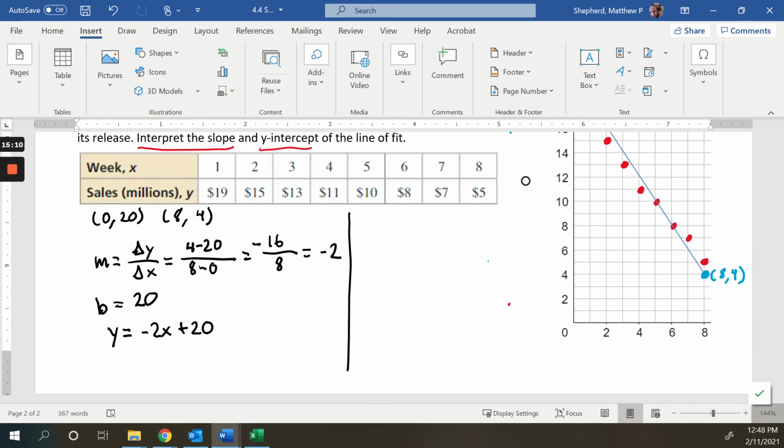Now we can interpret this. Let's start with the slope. So the slope, we got a negative 2. I'm going to turn it back to a negative 2 over 1. Now remember that the top part came from the change in y. The bottom part came from the change in x. Well, our y values were sales within the millions. So this is going to be dollars in the millions. And notice how I just labeled the top according to what y is. x was weeks.